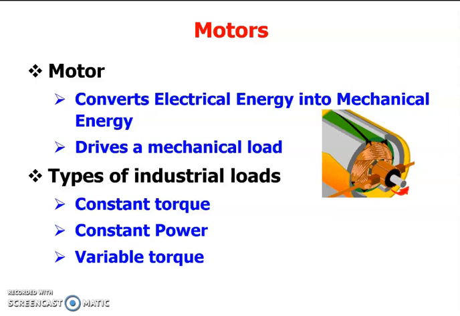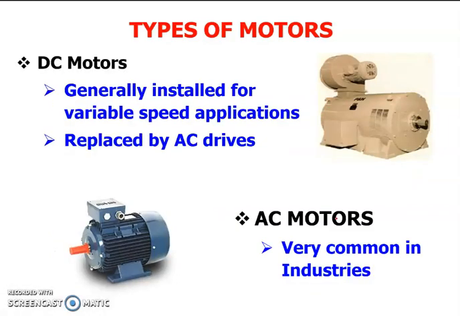Now we'll see what the different types of motor are. The types of motors are DC motor and AC motor. Nowadays the most commonly used motor is the AC motor. It is being used in industries and also in our homes.